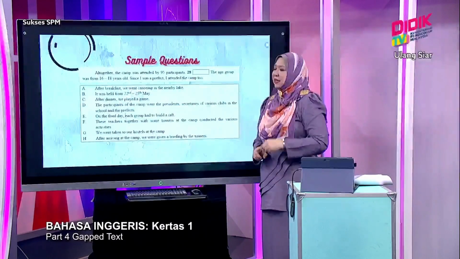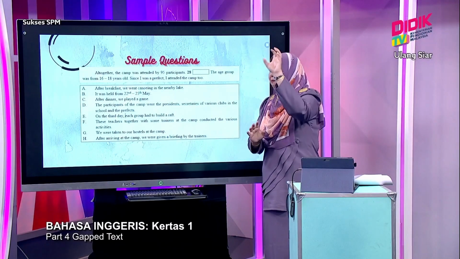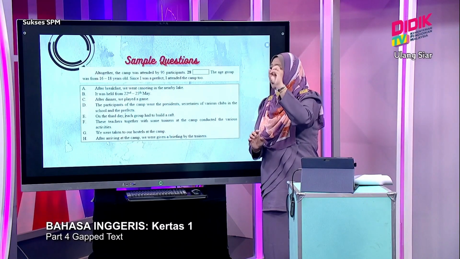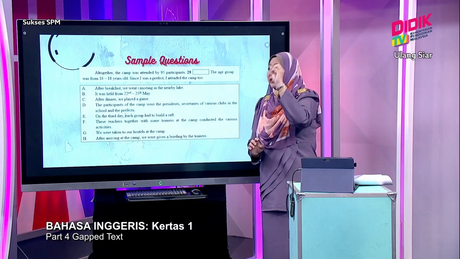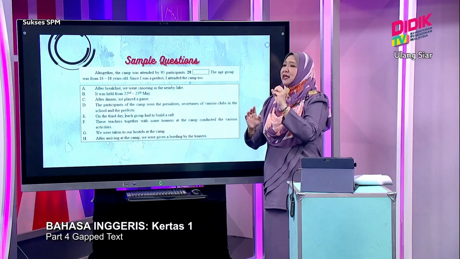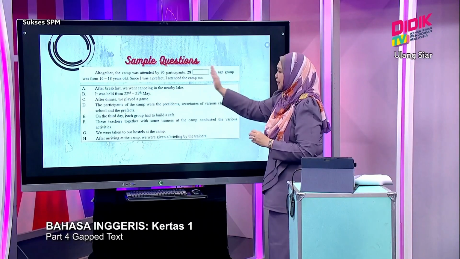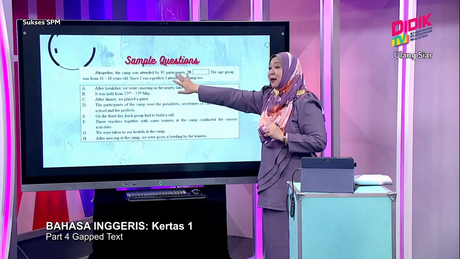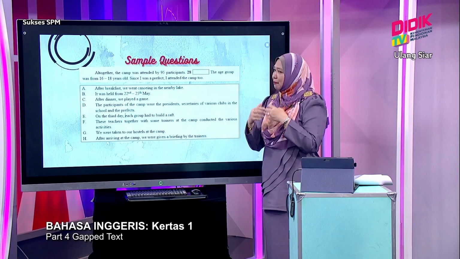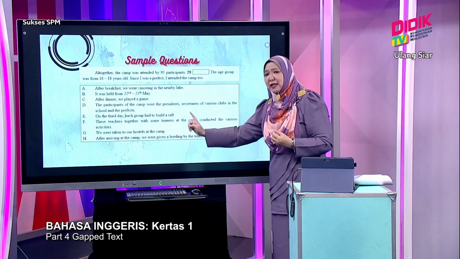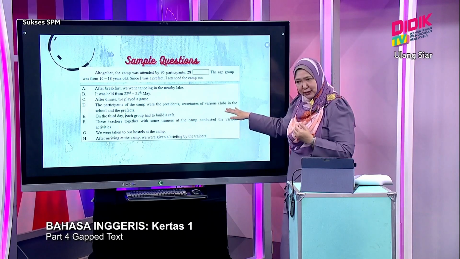Like the one before just now, we have the place, meaning they are going to have the camp at Slim River. When we are writing a report, usually after you talk about the place, it is the when, so that is from 22nd to 25th of May. For this one, the clue is participant. So we are talking about participants. Who are the participants? We have the participants here.